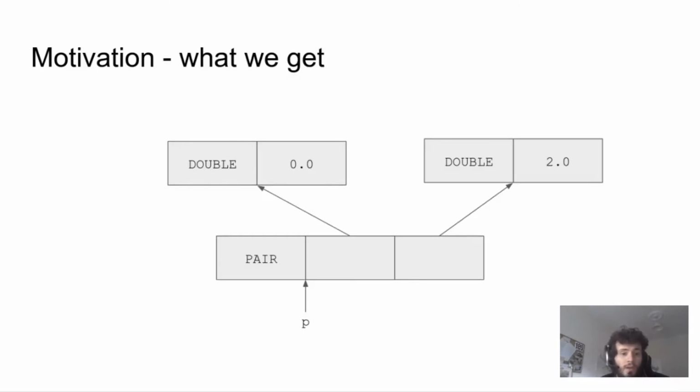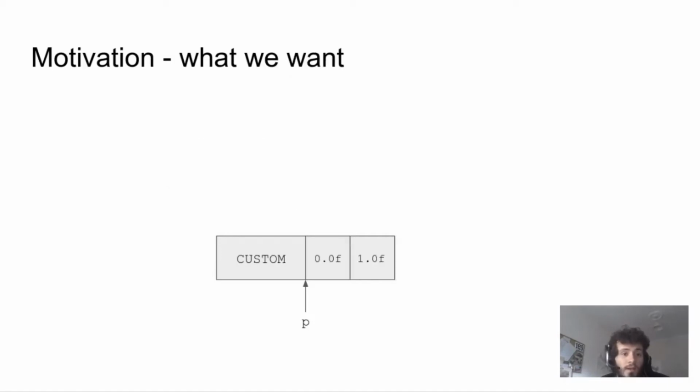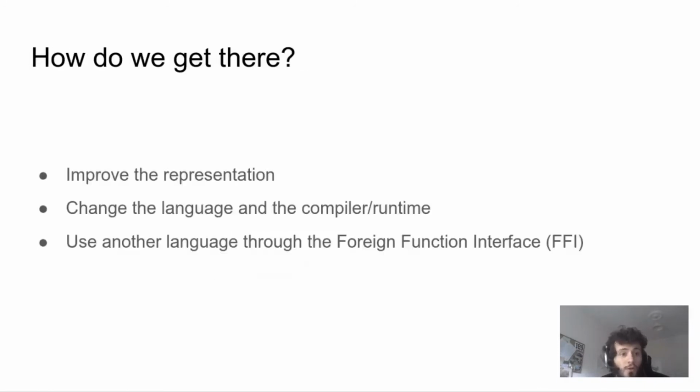Even though we only care about 8 bytes of data to store two 32-bit floats, the object will be spread across 56 bytes and 3 distinct allocations, producing 3 distinct blocks on the heap. Ideally, we would like a single block with a header and 8 bytes of data. So how do we get there?